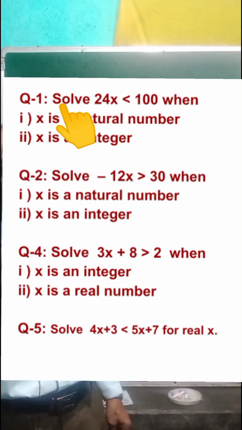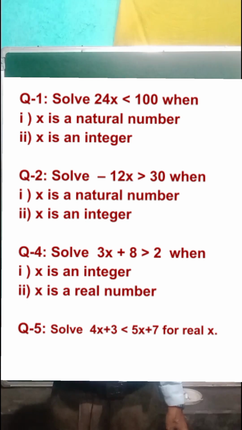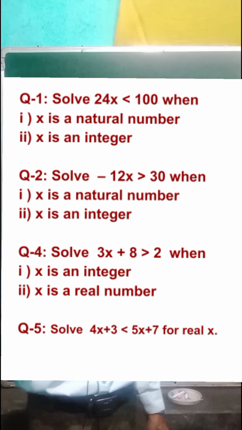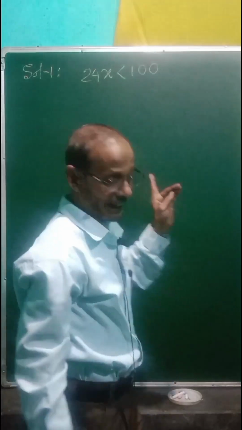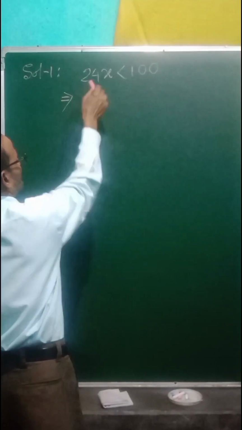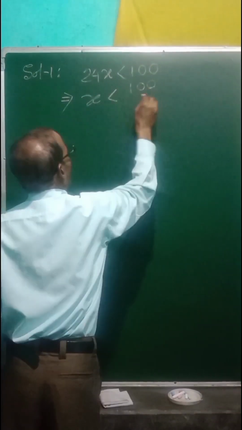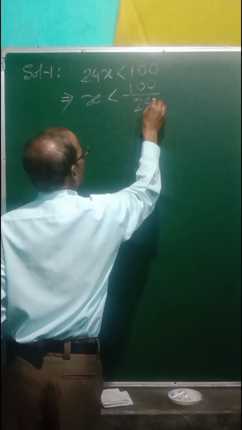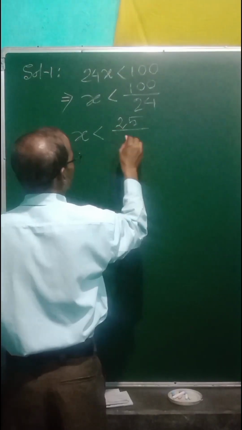Let us take question number 1. Solve 24x less than 100 when x is a natural number and when x is an integer. Let us see the solution. 24x less than 100. This implies we can divide both the sides by 24. Then x less than 100 by 24, x less than 25 by 6.